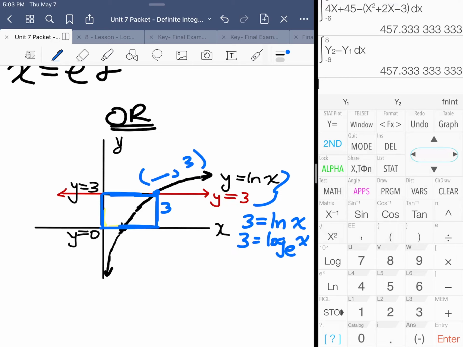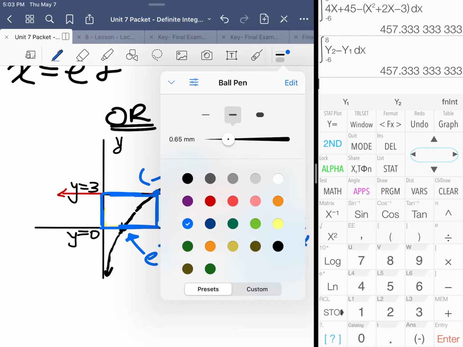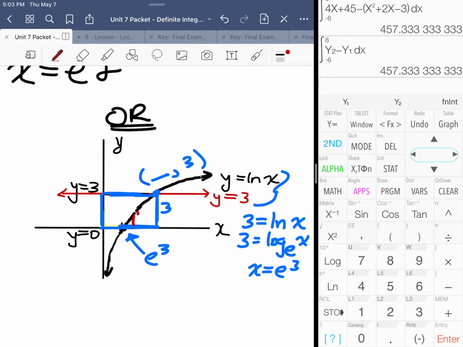So we would take this system and write 3 equals ln of x. Pretty straightforward though, because again, ln is the same as log base e. So x is equal to e to the third power. All right, so we got that. That's not bad. All right, so hold that thought.